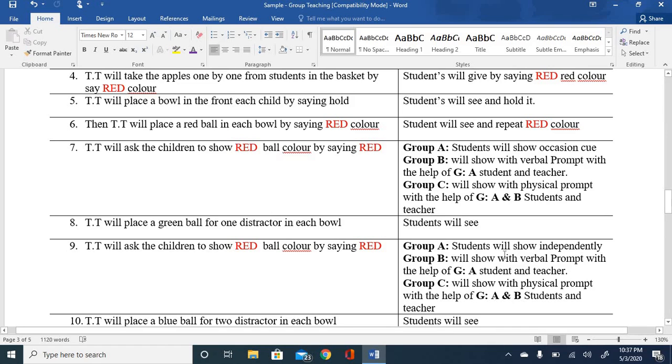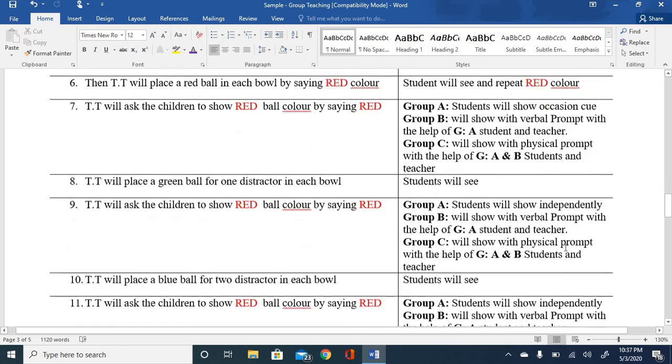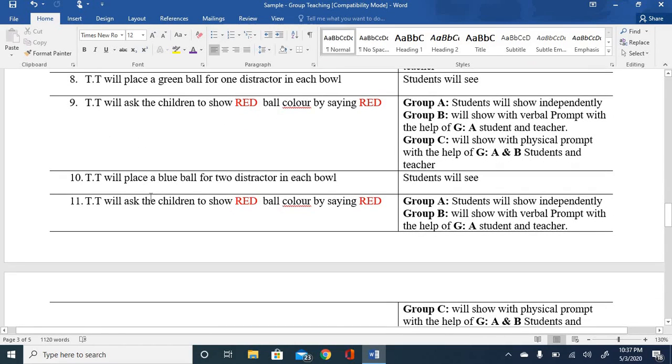So what will the group A student do? They will do it independently because you have practiced the occasional cue and given the hint to the group A student. Group B students have taken the verbal prompt with the help of group A and the teacher's physical prompt. Now it is the chance to move further. So the student will show independently. Group B will show with a verbal prompt. With the help of the group A student and the teacher, they will show again with a physical prompt, so they haven't moved here. So the child has moved from occasional to independent in the second step. Then the teacher trainee will place the blue ball. That means one more distractor is being put.